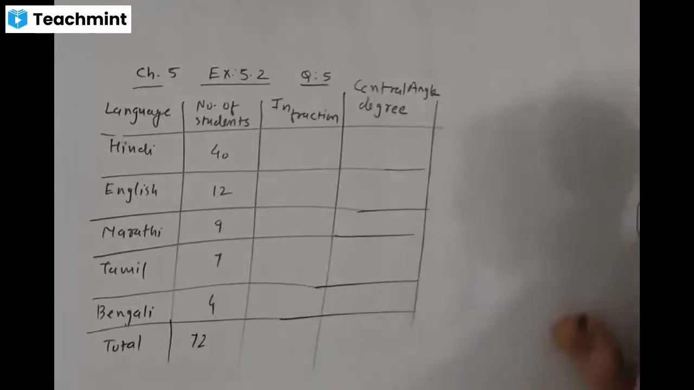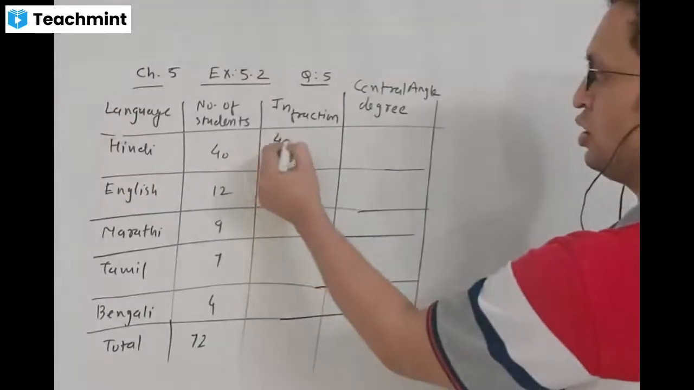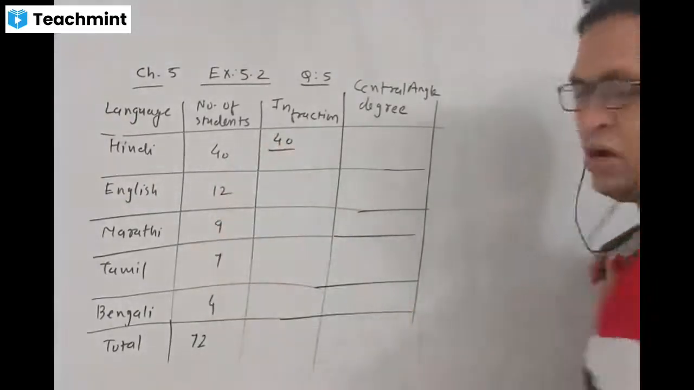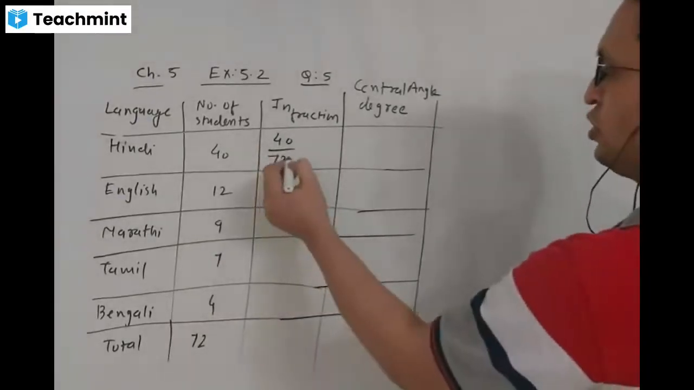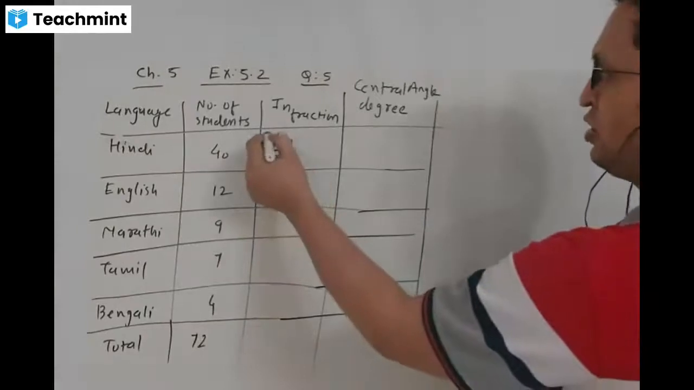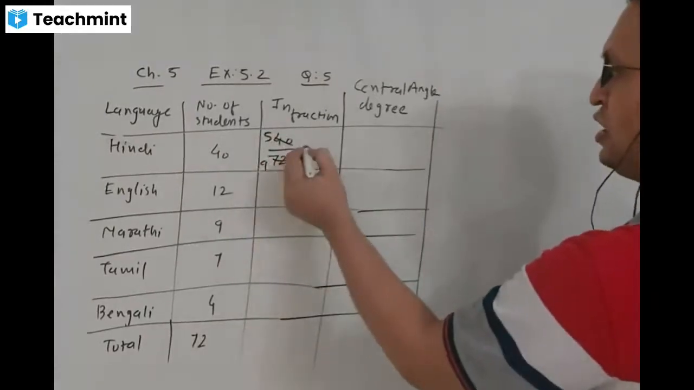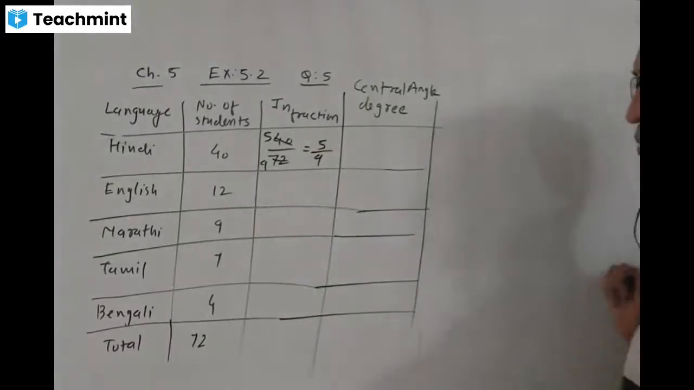In fraction, the number is 40, total number is 72. Both numbers divided by 8, that is 5 and 9. That number in fraction form is 5 by 9.